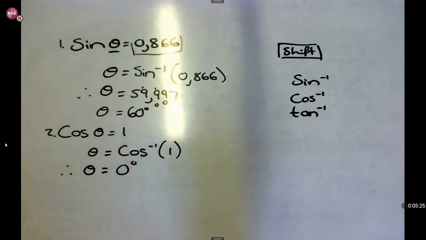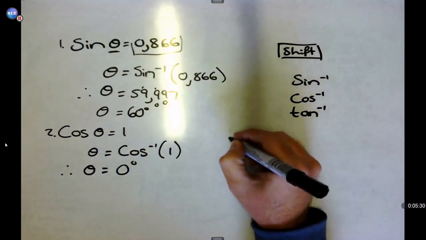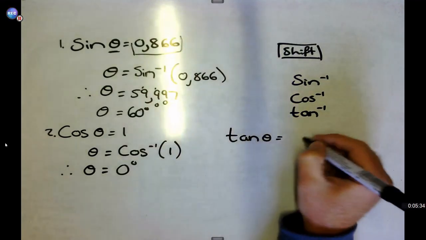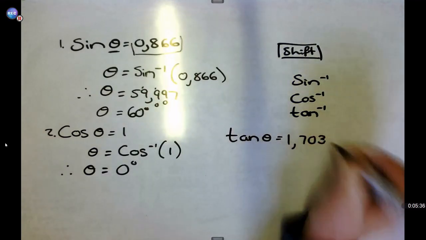Okay, let's do one for tan. Let's see. Tan theta is equal to 1,703.